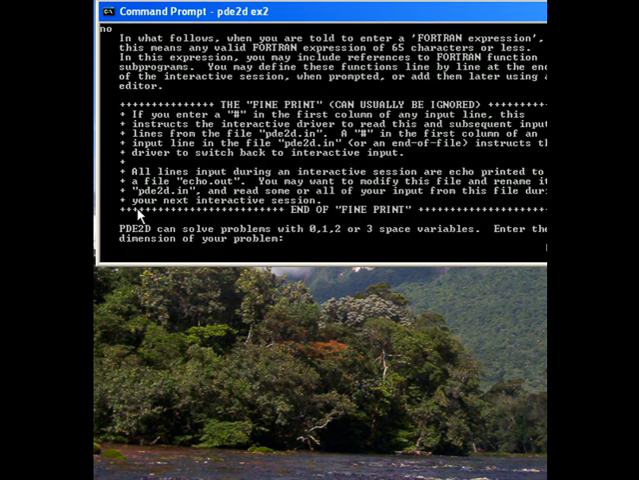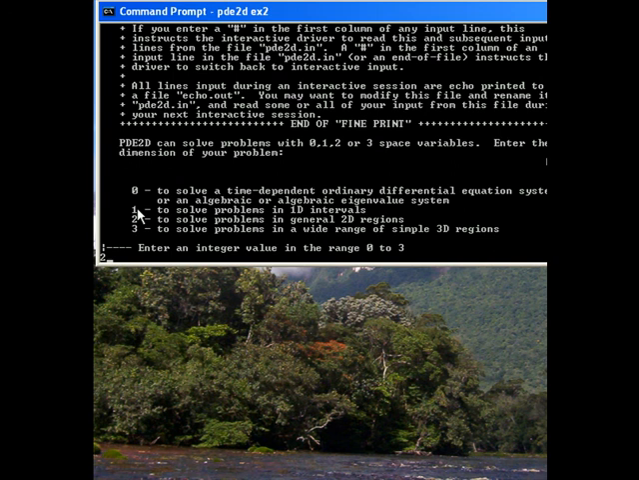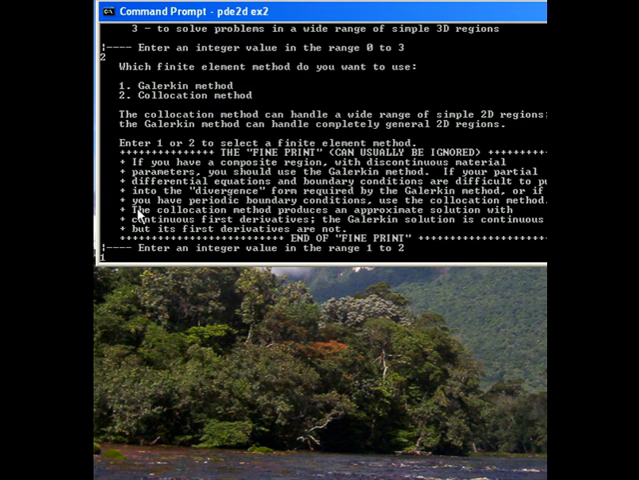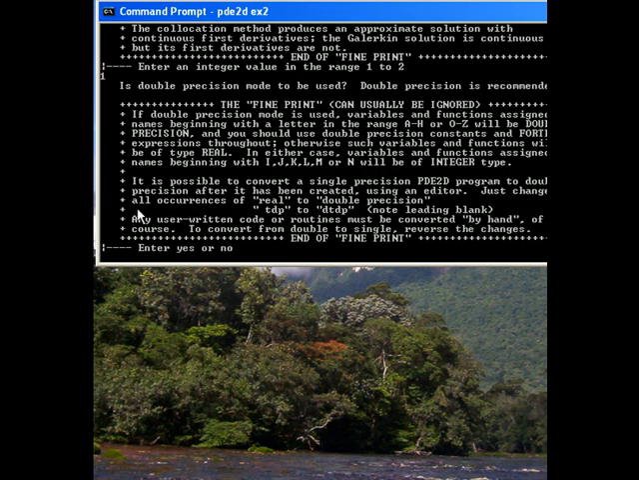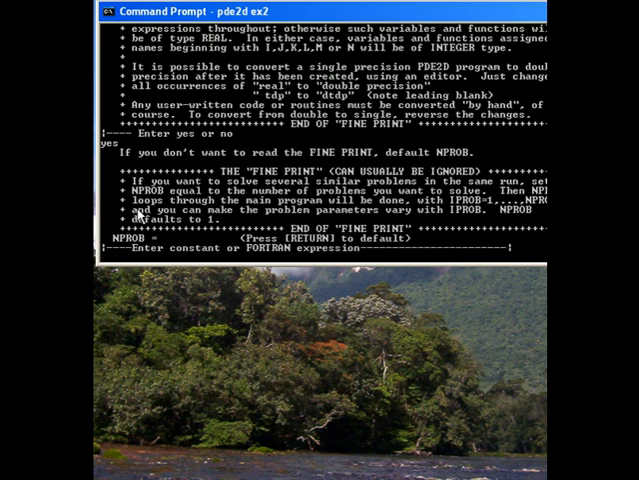Don't want to do a prepared example. Two-dimensional problem. Have to use Galerkin method. We're going to use Galerkin method anyway. Double precision, yes.